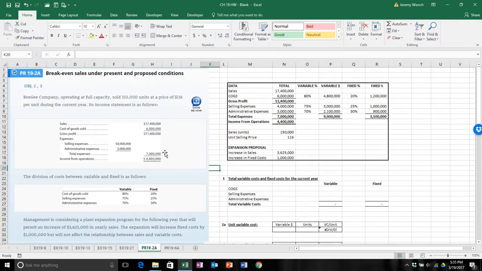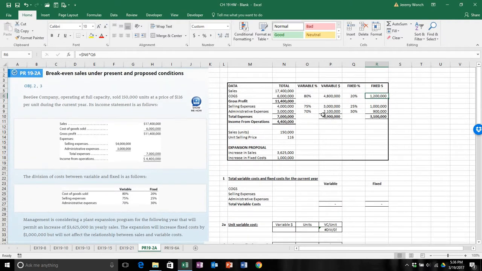So, starting off, I went ahead and moved the income statement data over here in Excel so we can use it. So 4.4 million of income from operations, got it over here. Then I also plugged in the variable and fixed. For cost of goods sold, we have 80% variable. That's 4.8 million, and fixed it would be 20% at 1.2, and so on.